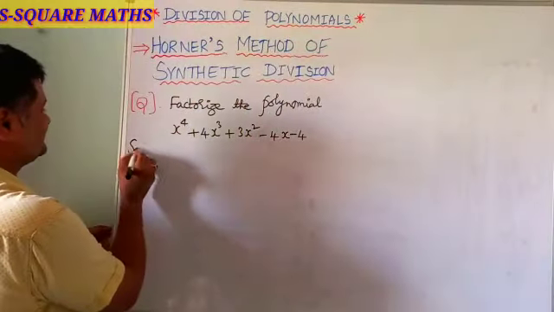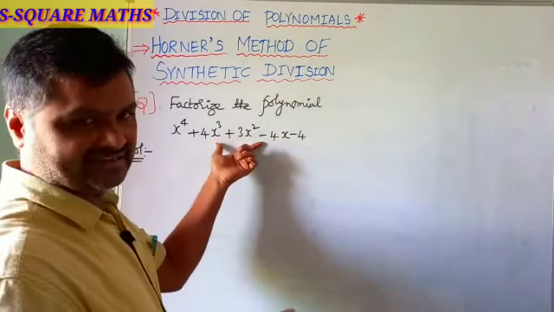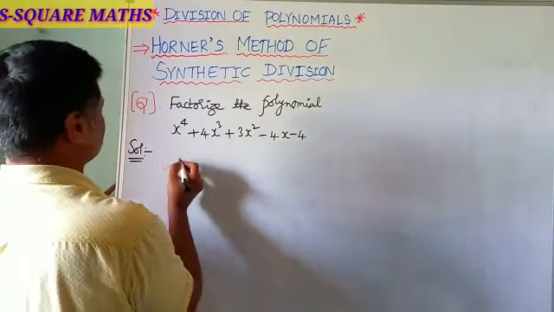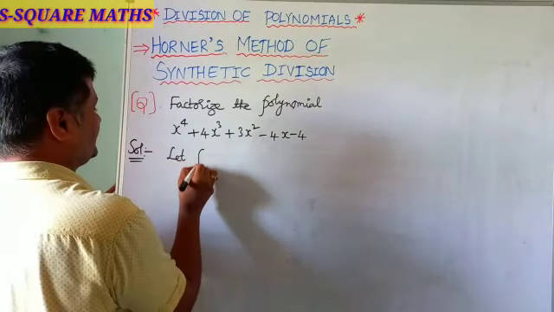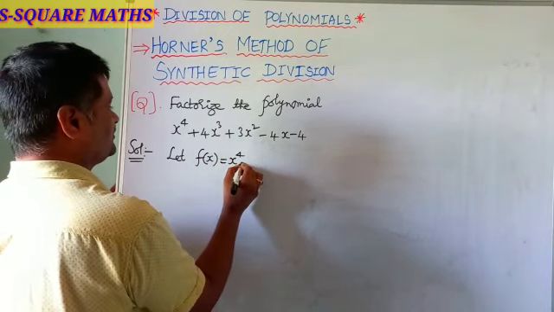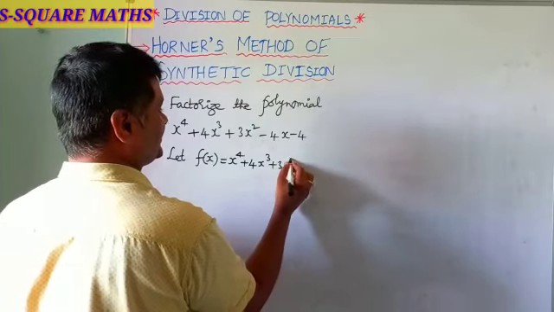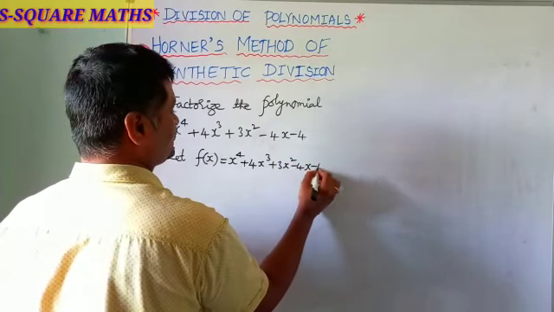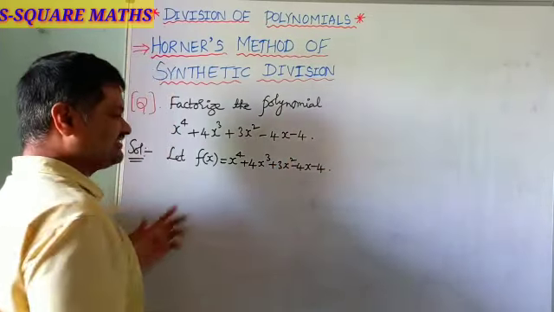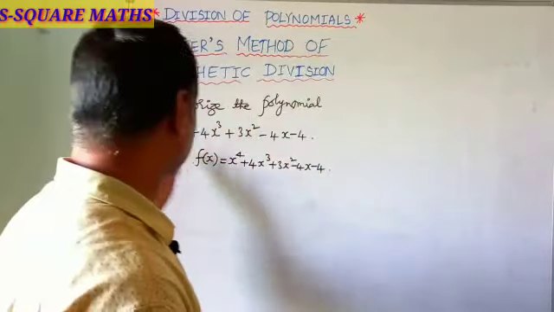Solution. This is a polynomial in the variable x. I am giving the name: let f of x be equal to x power 4 plus 4x cube plus 3x square minus 4x minus 4. Please check whether it is in standard form or not. So it is in our standard form.